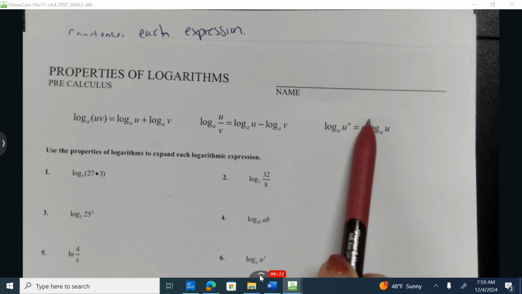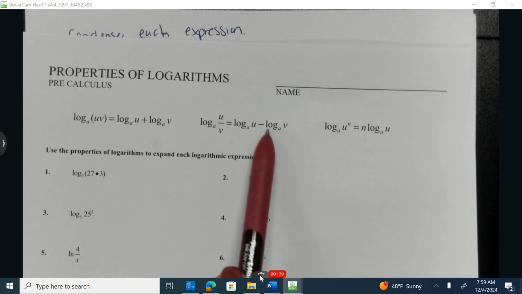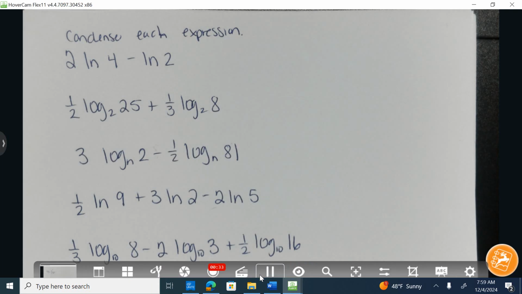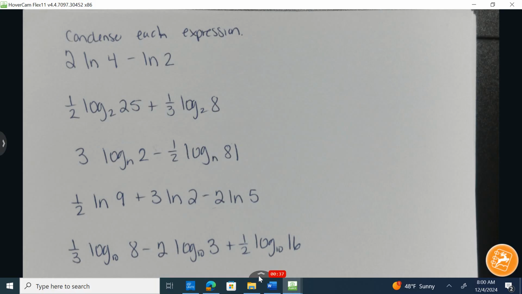This is considered to be condensed form, and this is expanded form. This is condensed and this is expanded, and again this is condensed and this is expanded form. Alright, let's get started. Let's look at our first example here.